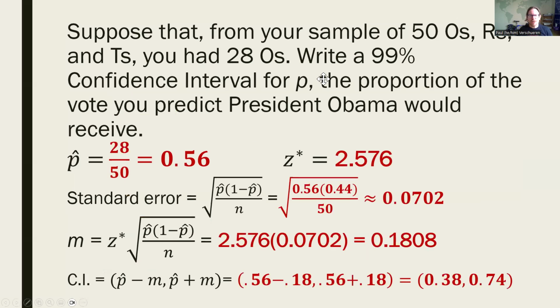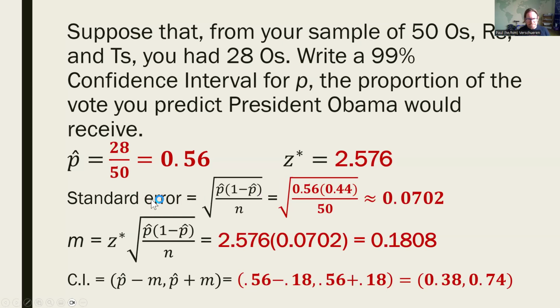Okay, so then going through the math steps of this, we've already calculated the sample proportion. The Z-star for this would be 2.576, and that is because, notice it says write a 99% confidence interval for P. So if you want a 99% confidence interval, you'd use this 2.576. Every time you're doing a 99% confidence interval, you're going to use that value of 2.576.